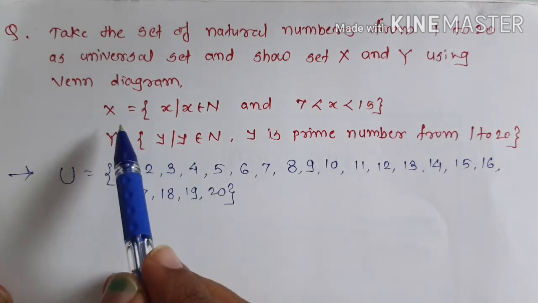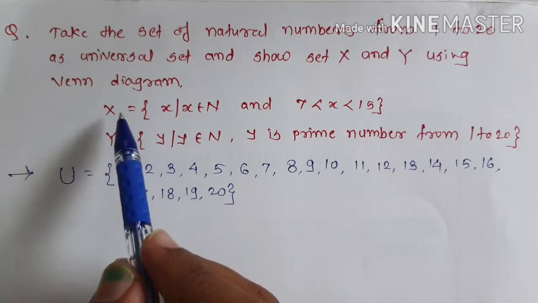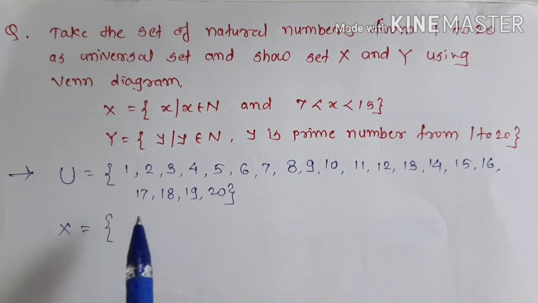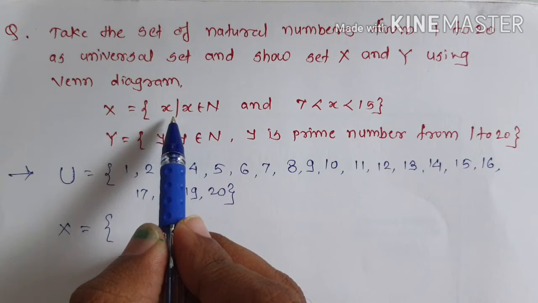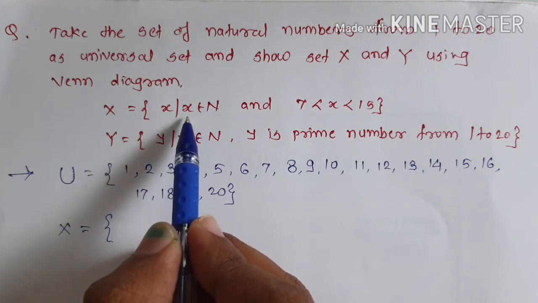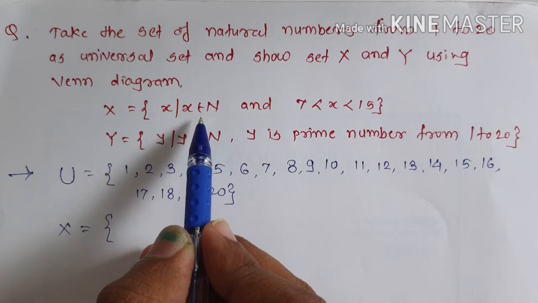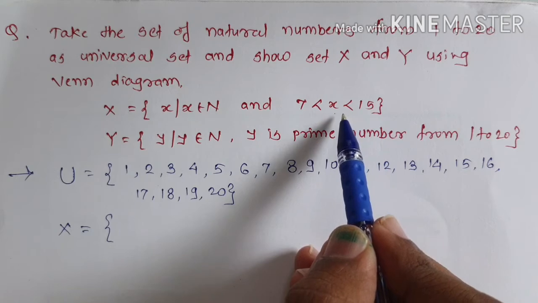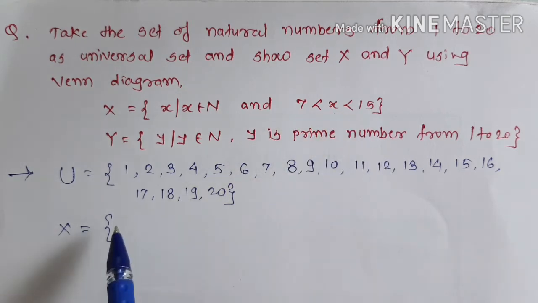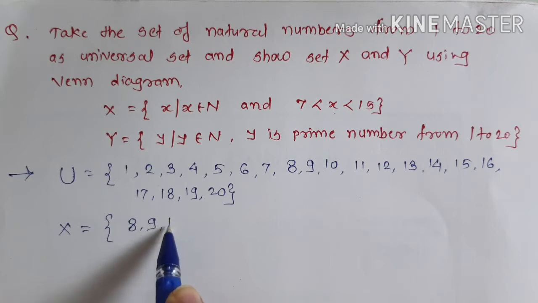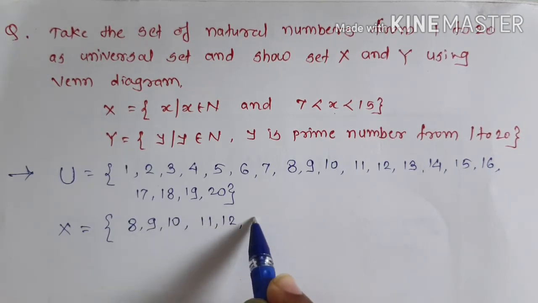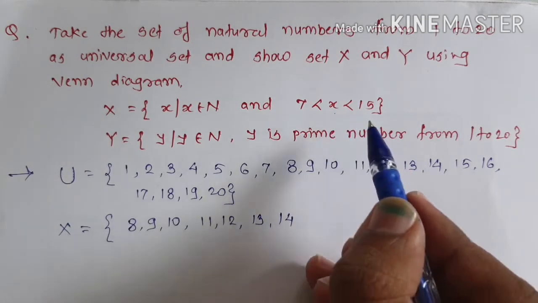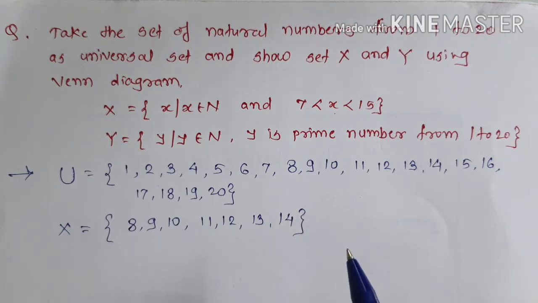Now we have to represent sets X and Y by Venn diagram. First we have to represent the sets in listing method. So here the set X is given in set builder method. We want X belongs to N, that is we need all the natural numbers where 7 is less than X is less than 15. So we want all the natural numbers between 7 and 15. So the natural numbers are 8, 9, 10, 11, 12, 13 and 14. We cannot take 15 because we need strictly less than 15. So the curly bracket completes.